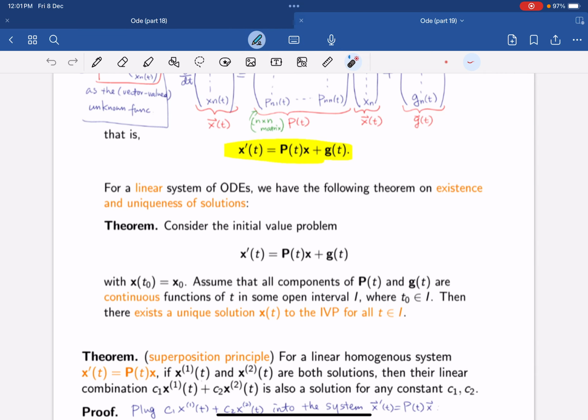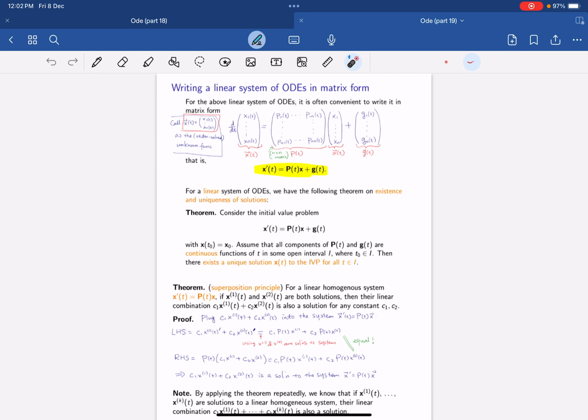Like our first order case, we now have the theorem where we consider the initial value problem of this system.